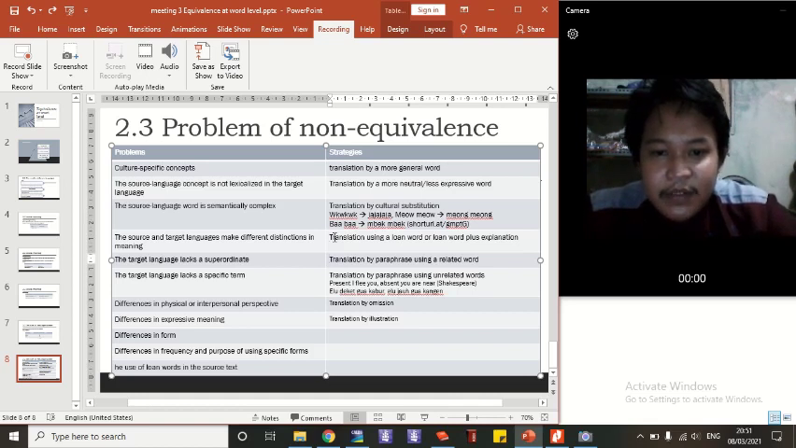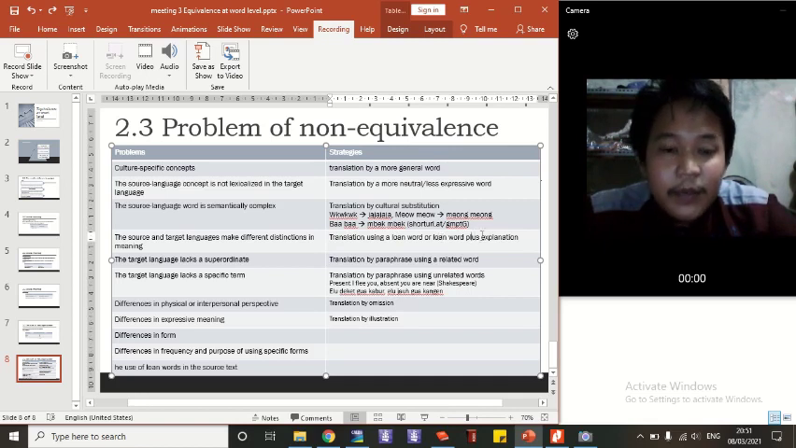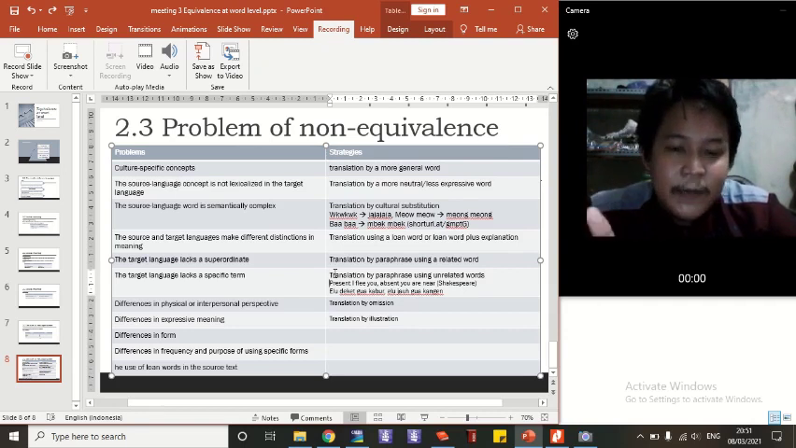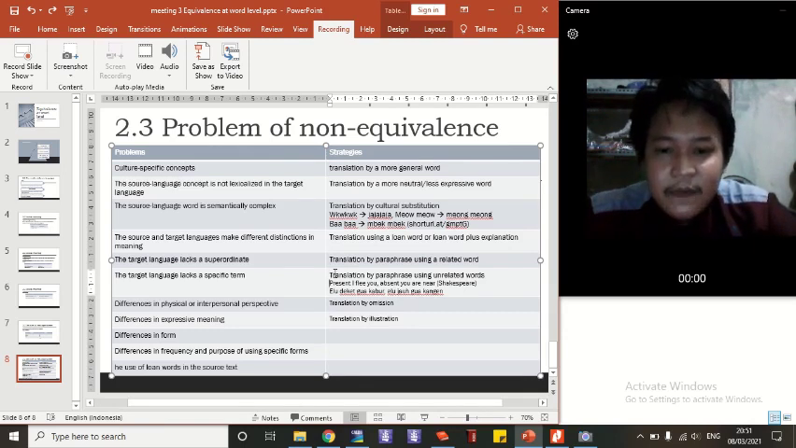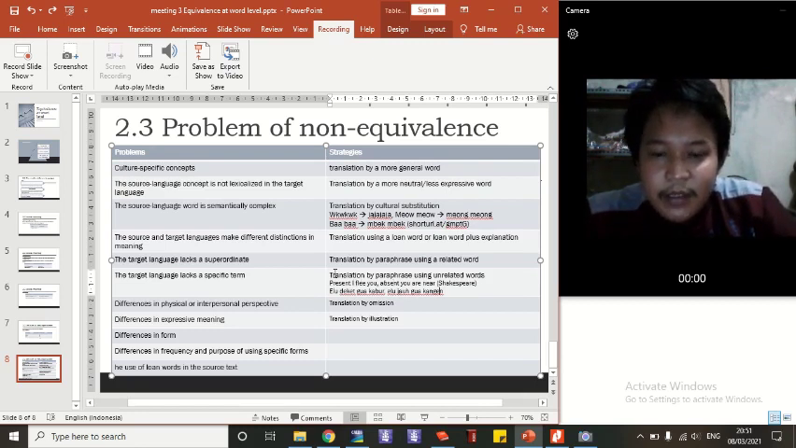Translation by paraphrase using a related word. Nah, it can be this one. Ya, it can be plus explanation, ini yang tadi. And translation by paraphrase using unrelated words, yang tidak berkaitan tapi sebetulnya masih bisa dikaitkan, maksudnya gitu. Contohnya di sini from a poem by Shakespeare, ya. Present I flee you, absent you are near, ya. It is translated into lu deket gua kabur, lu jauh gua kangen.